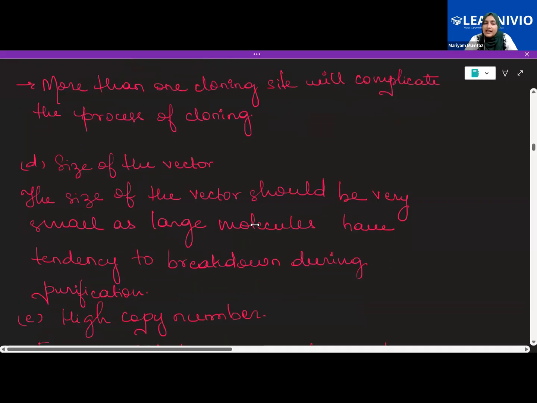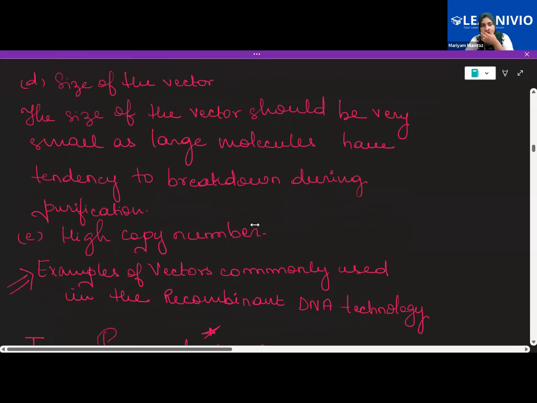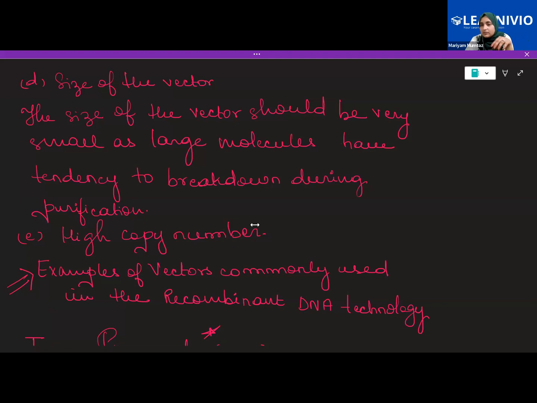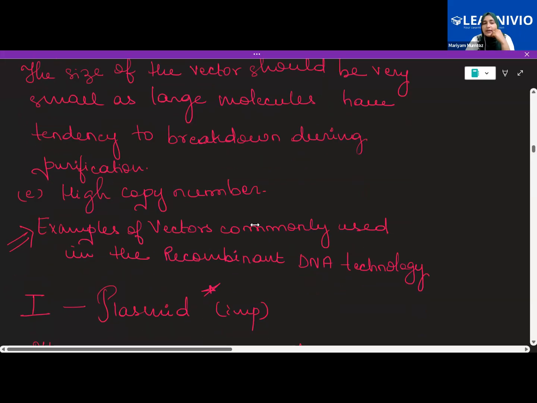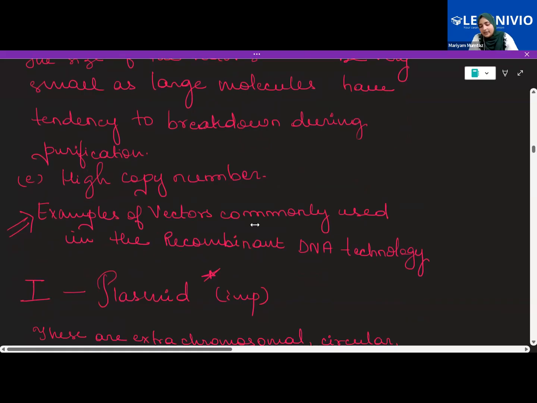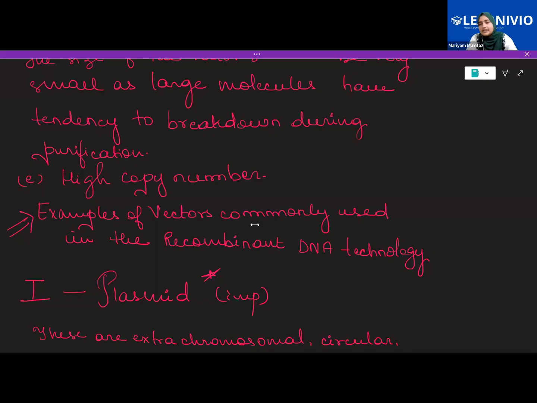The size of the vector should be small because large molecules will break down during purification. It is also going to be very difficult for us to transfer them into the host. That is why the size should be smaller. Then high copy number. Copy number means the ability it has to replicate and increase in number. That is its copy number. Understood? So high copy number is a must.